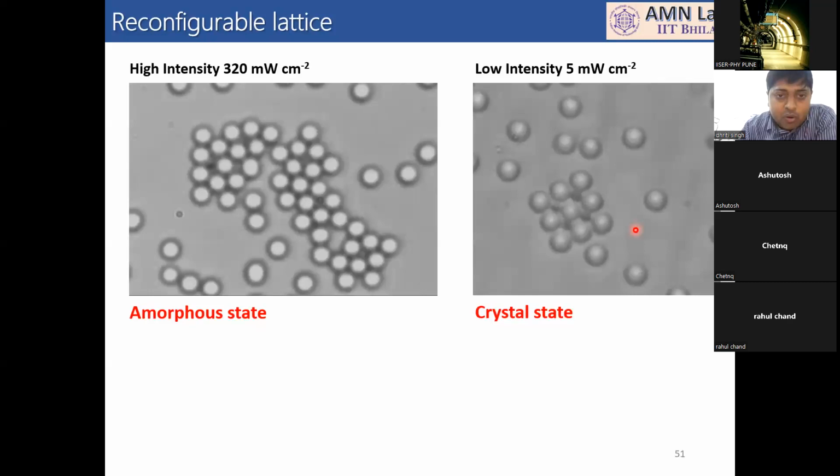And those who work on colloidal glasses or crystals understand that going back from one state to another state is very difficult. And from the solid state point of view also, normally we get the amorphous state and then by annealing or heating, we go to the crystalline state, and then going back to the amorphous state is impossible. So this is the micromotor system that provides us a reversible or reconfigurable system, which can be controlled by the intensity of light.